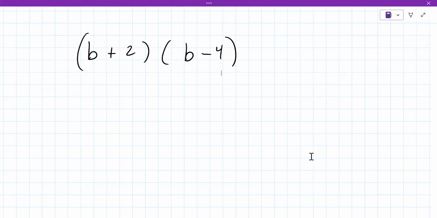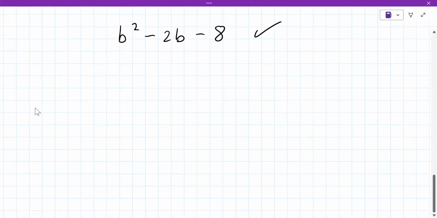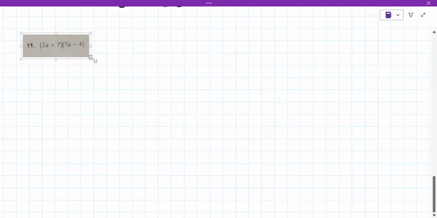B squared minus 2B minus 8. Good. Okay, excellent. All right, I'm satisfied. You did that very fast as well. All right, so sometimes you'll see me do it a different way, but you are always welcome to use the way that you find most appealing.